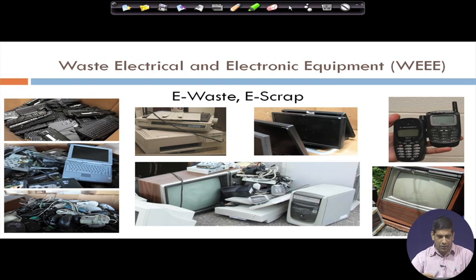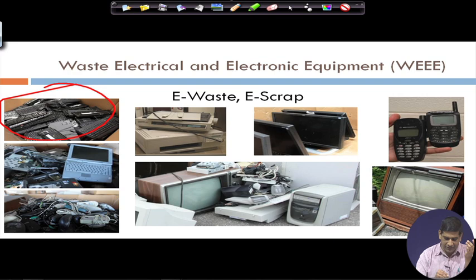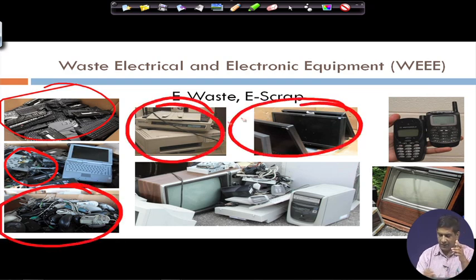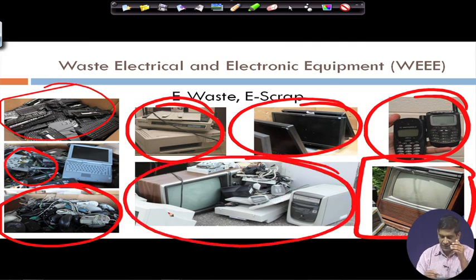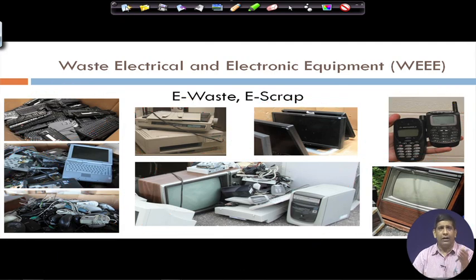As you can see from this picture, there are different varieties of stuff. You will have accessories like keyboards, a whole laptop, motherboards, mice and other equipment. You have printers, scanners, display units, old cell phones, walkie-talkies, old TVs, and again computers and TVs. So there is a variety of waste electronics and electrical products. These are called e-waste and e-scrap, which we already talked about.